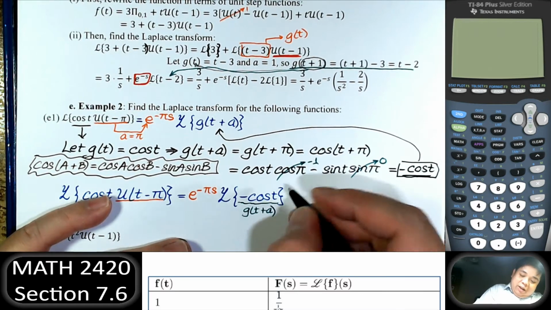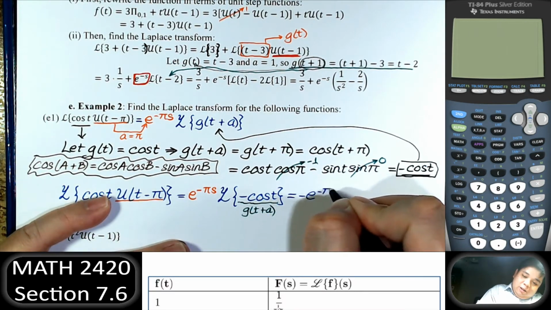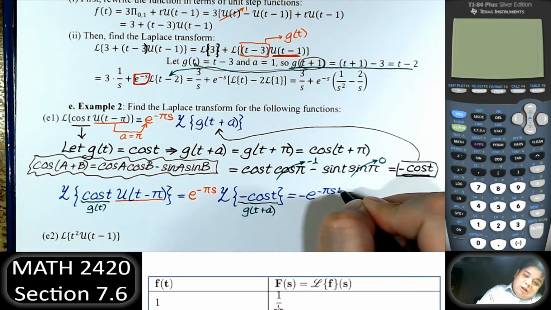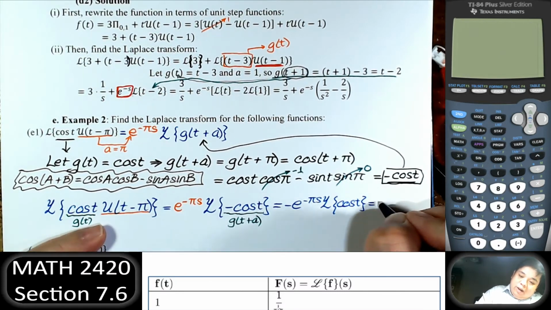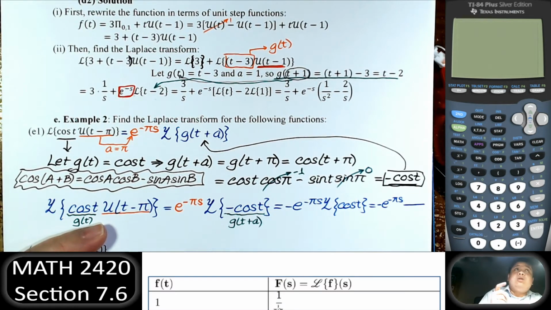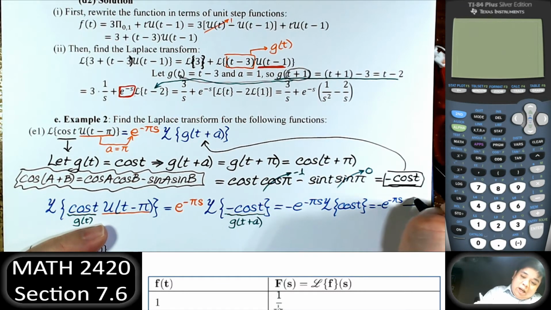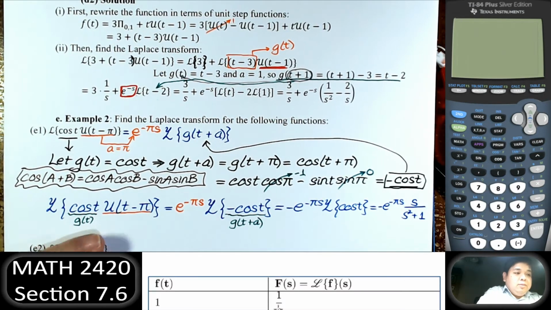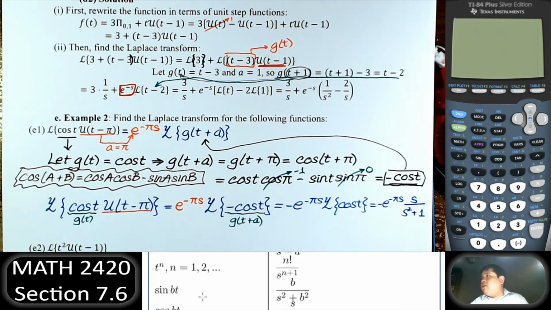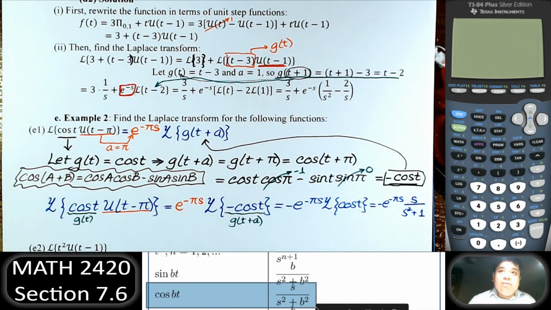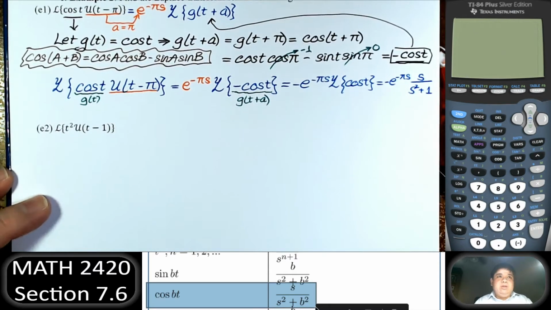Right, because we take the negative outside, and then Laplace transform of cosine of t. So we have negative e to negative pi s, Laplace transform of cosine of t. Cosine is even, so the Laplace transform is going to be odd, so it will be s over s squared plus 1 squared. So that is the Laplace transform of cosine. Right.